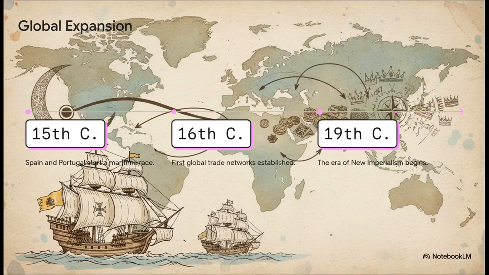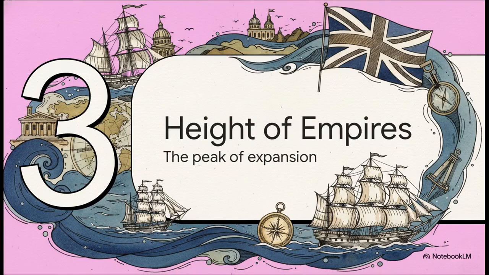That initial impulse, basically trying to bypass middlemen to secure trade monopolies, sparked the very first truly global networks in the 16th century. And that eventually laid the geopolitical groundwork for the massive era of new imperialism we see in the 19th century. Which brings us to Section 3, the height of European empires.